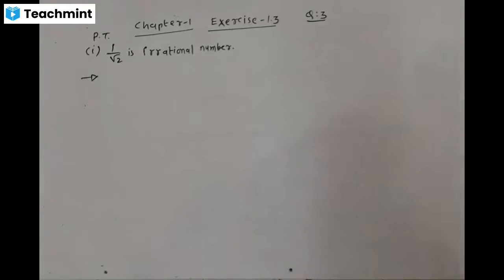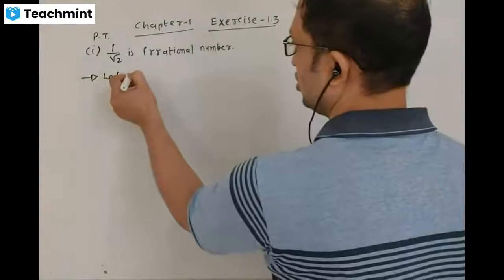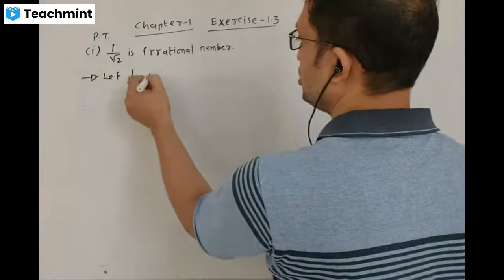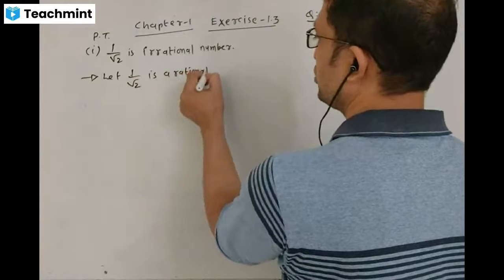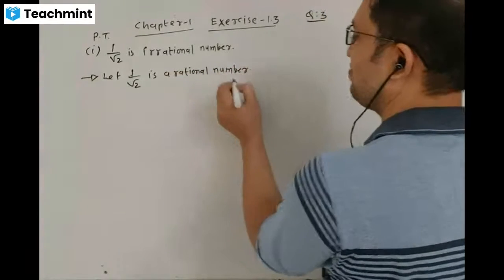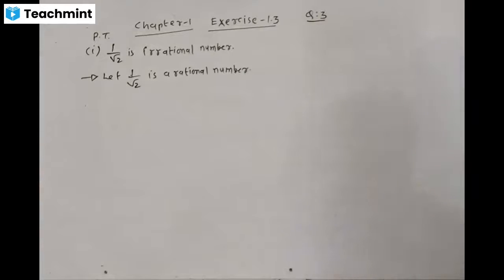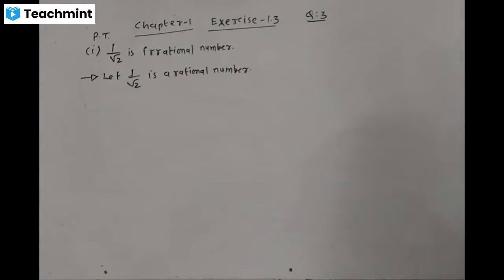चलो देखो, see exercise 1.3 question number 3, prove that 1 by root 2 is an irrational number. Let us suppose that 1 by root 2 is a rational number. By contradiction method, we prove 1 by root 2 is an irrational number. हमने पहले सपोज कर दिया 1 by root 2 क्या है, रेशनल.